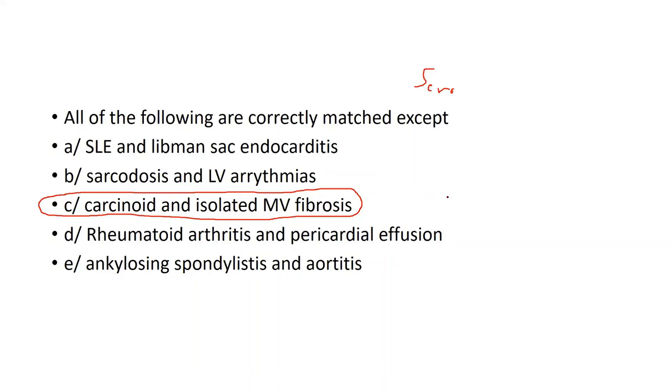Unless, like the doctor said, you have an ASD that can shunt the serotonin-loaded blood to the left side, or if you have overwhelming serotoninemia, or if you have lung carcinoid. So there are three circumstances where you can have affection of the left side: either lung carcinoid, or ASD, or overwhelming serotonin secretion. Good.